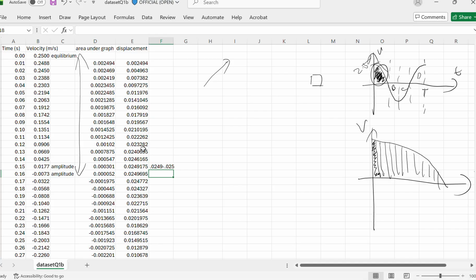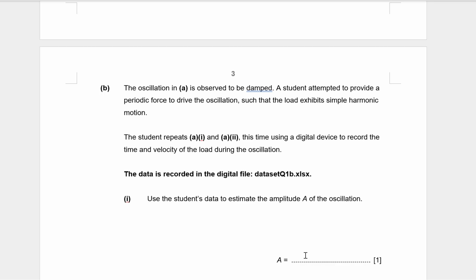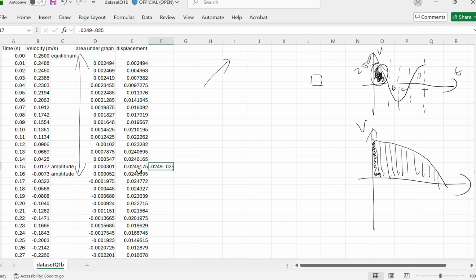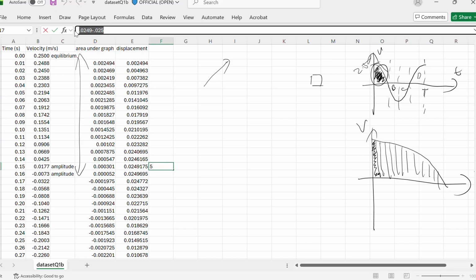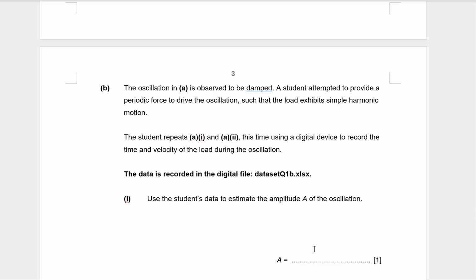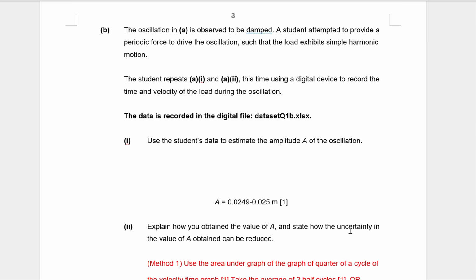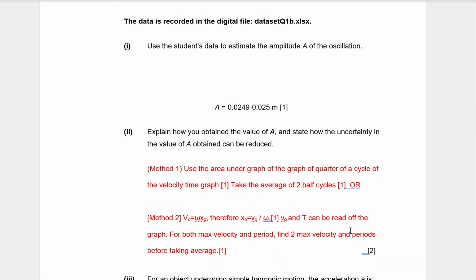That's what we're trying to say. So with these two values being the value for amplitude here, you get this value to be somewhere between these two values, in meters, since this is the unit given. And that looks like it makes sense, that's about 2.5 cm. The amplitude is 2.5 cm. So we move on.